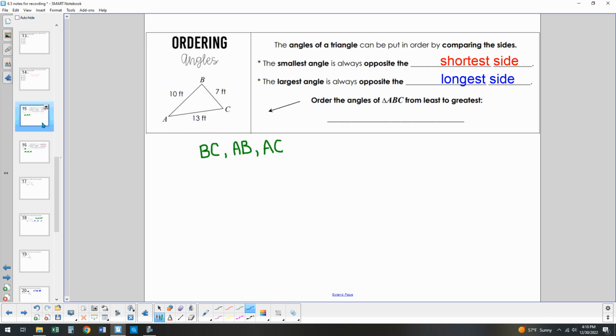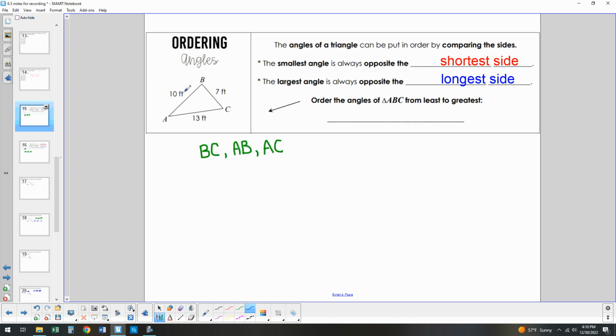Ordering angles and sides. What we can do is put the sides or angle measures in order from least to greatest on a triangle. I can put the angles in order by comparing the sides. The smallest angle is always opposite the shortest side, and the largest angle is always opposite the longest side, which means the middle angle is always opposite the middle side.